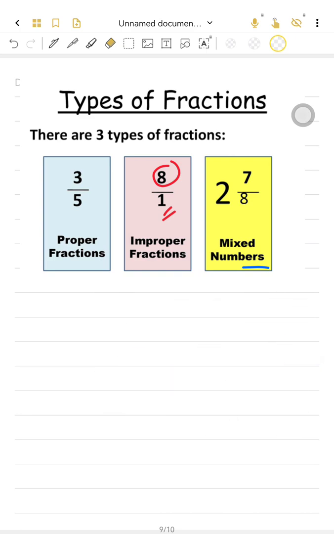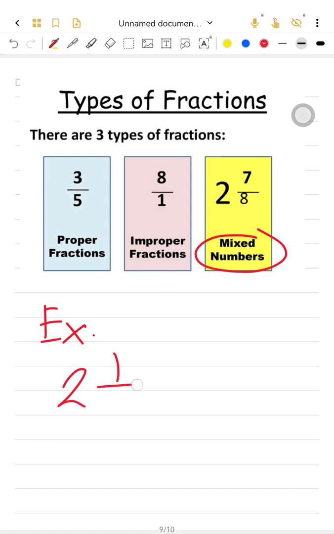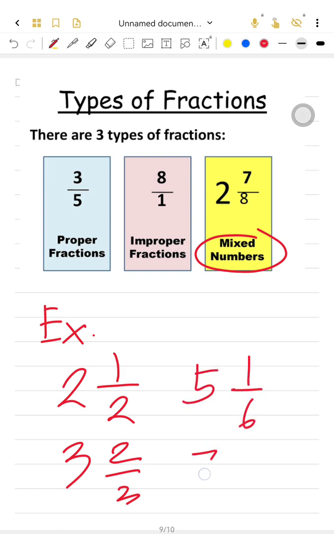Another type of fraction is mixed number. When we say mixed number, it is a mixture of a whole number and a proper fraction. Example, we can have 2 and 1/2, 3 and 2/3, 5 and 1/6, 7 and 3/4. Okay, so these are examples of mixed numbers.